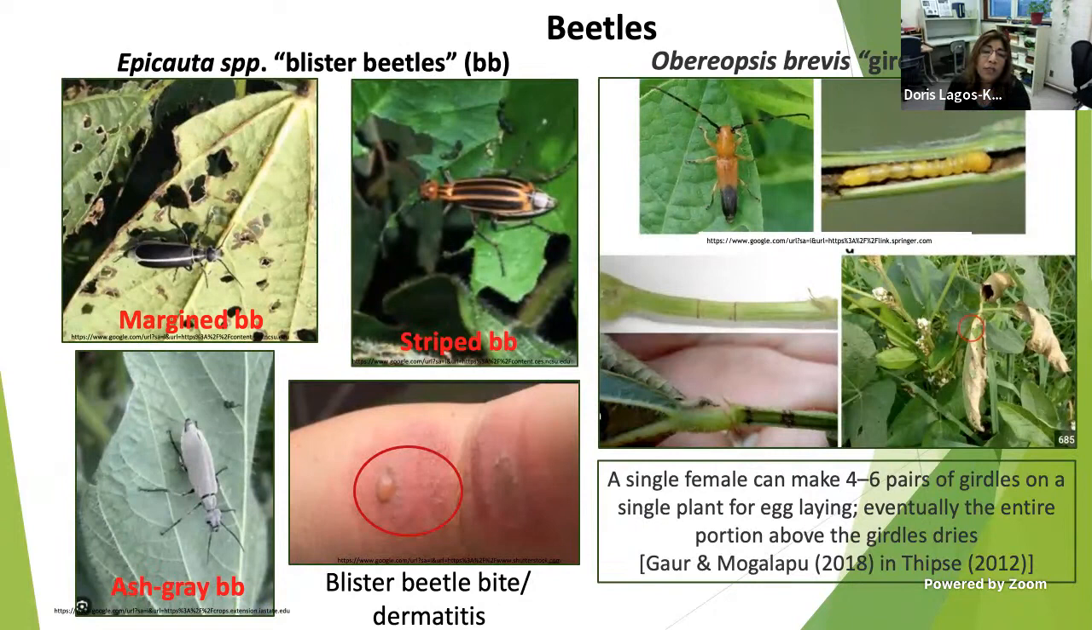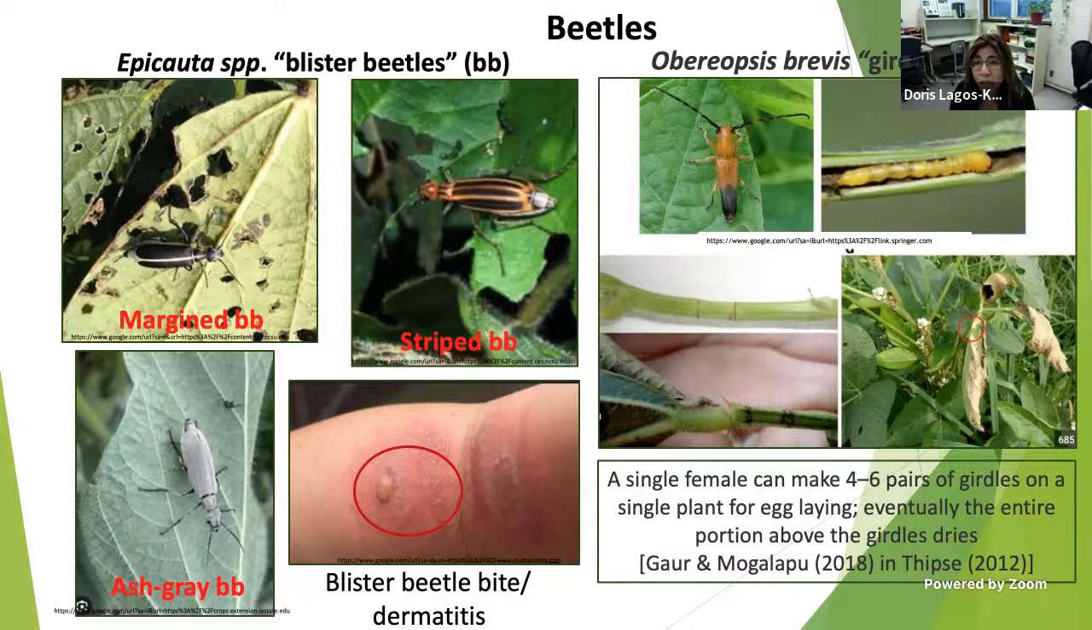Talking about beetles, I want to start with the blister beetles. They are major defoliators. And we have many species here in USA as well as in Africa. They are very interesting because they lay eggs on the ground, and the larvae are predators of grasshoppers' eggs. In addition, they cause problems when they bite human skin. The reaction is this blister that you're seeing in the slide.